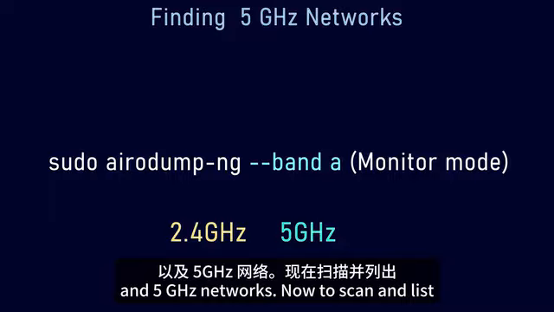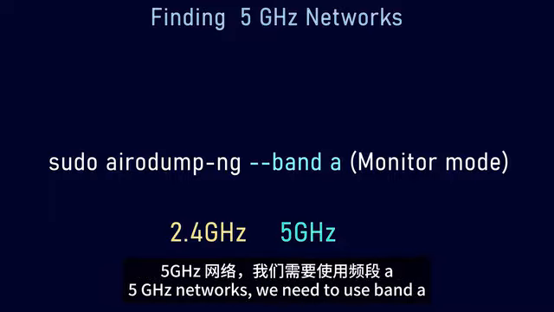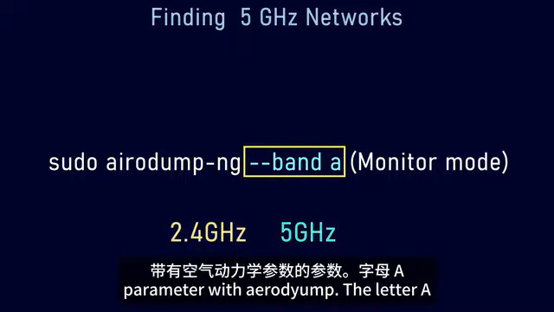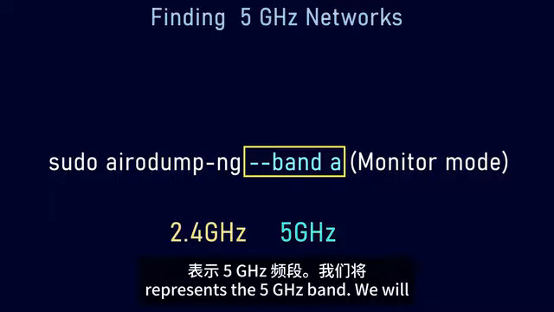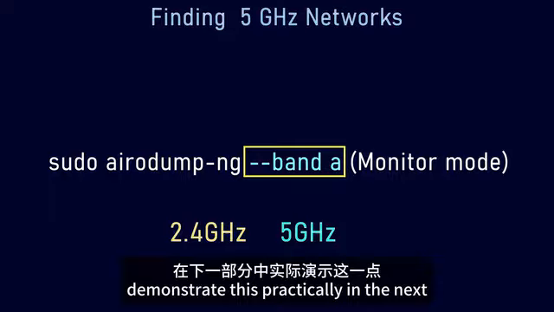Now to scan and list 5 GHz networks, we need to use the band a parameter with AeroDump. The letter a represents the 5 GHz band. We will demonstrate this practically in the next video.